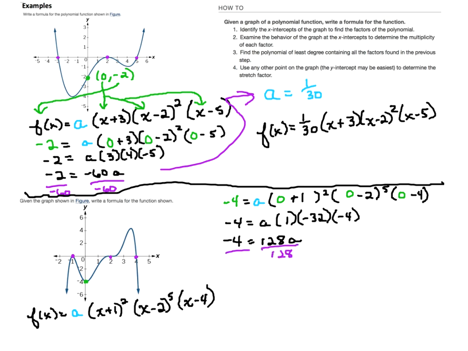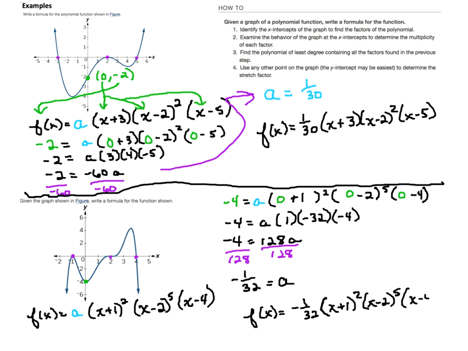I divide both sides by 128. Let's see, 128 divided by 4, 32. So we get that A is equal to -1/32. All right, so my function is f(x) equals -1/32 times (x + 1)^2 (x - 2)^5 and (x - 4).